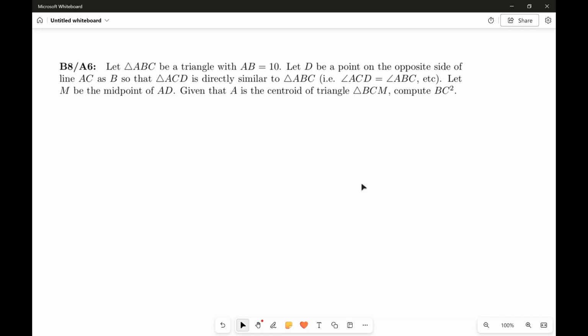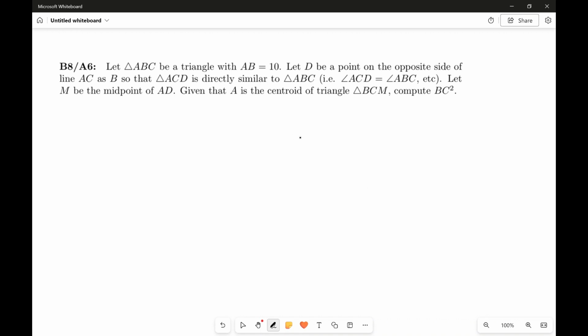Let ABC be a triangle with AB equals 10. Let D be a point on the opposite side of line AC as B, so that triangle ACD is directly similar to triangle ABC. Let M be the midpoint of AD. Given that A is the centroid of triangle BCM, compute BC squared.